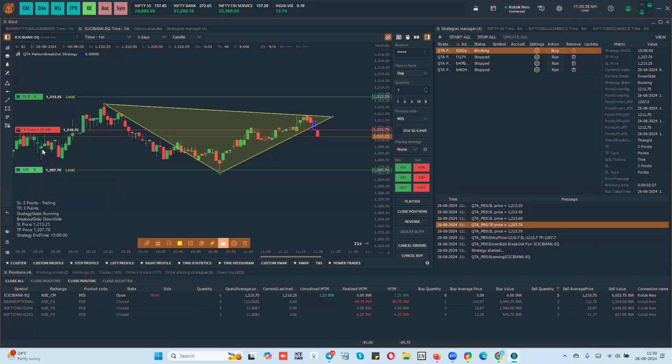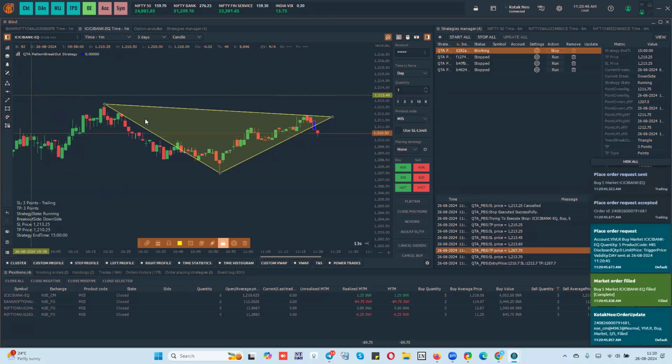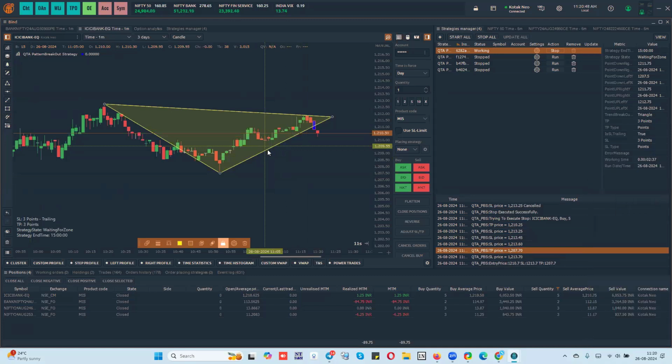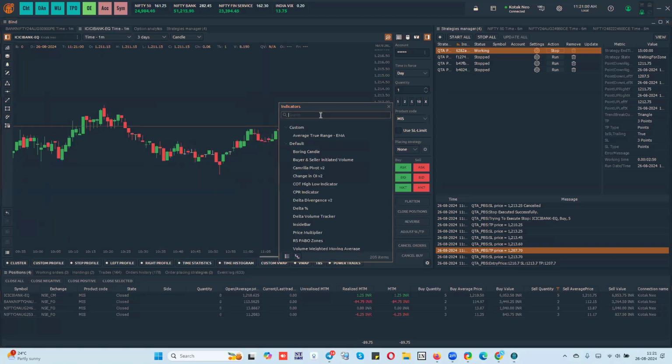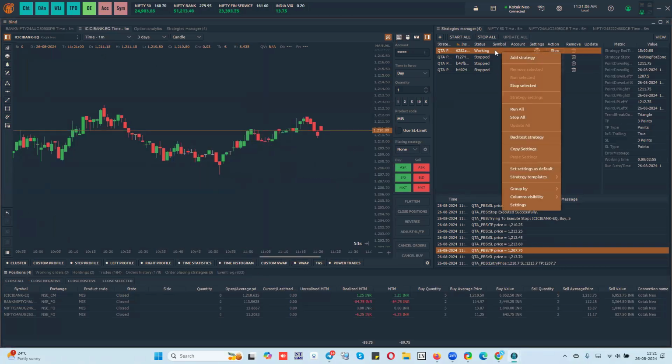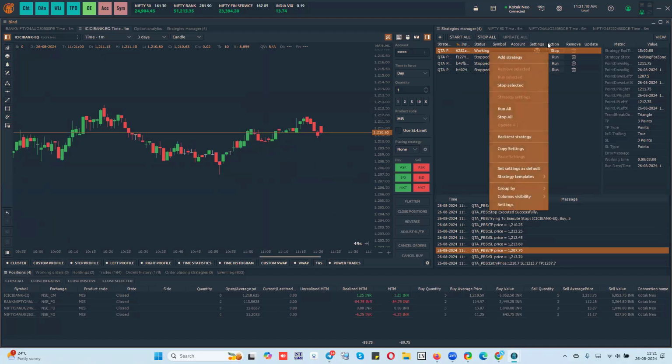So I just want to exit this particular trade to show another example of a range breakout. So I exited this trade now. So let's remove this pattern. Okay, right click, add indicator. So why is the strategy still working? It is because I selected both the sides. So that is why it is still working.